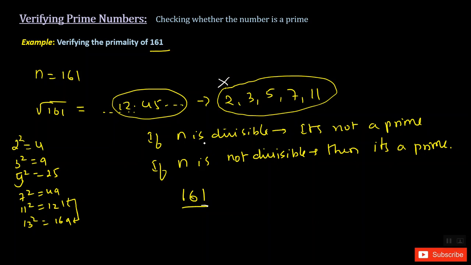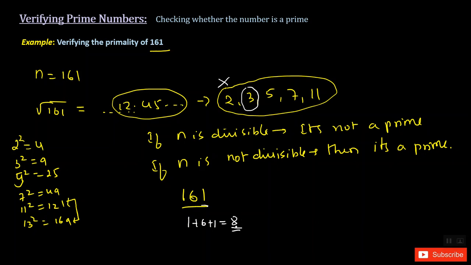So scratch it. Now let's check with divisibility by 3. The rule for divisibility by 3 is: if the sum of the digits is a multiple of 3, then the number is divisible by 3. If the sum is not a multiple, then the number is not divisible by 3. So what does it mean? Sum of the digits, what is it? 1 plus 6 plus 1. So the total sum I am getting is 8.